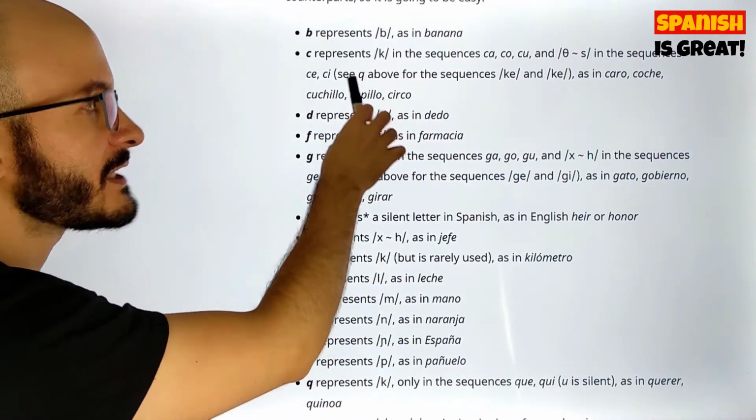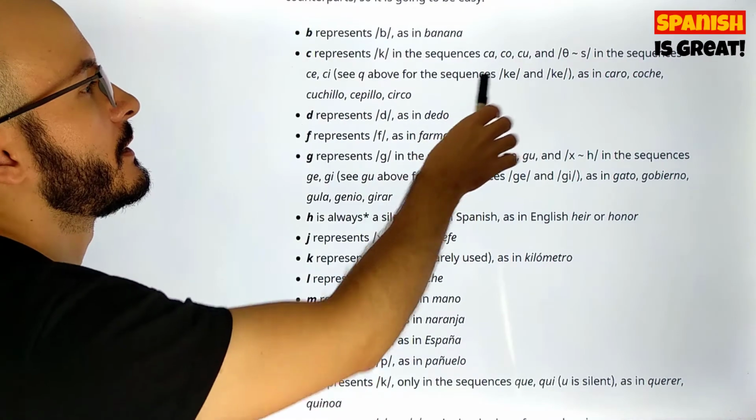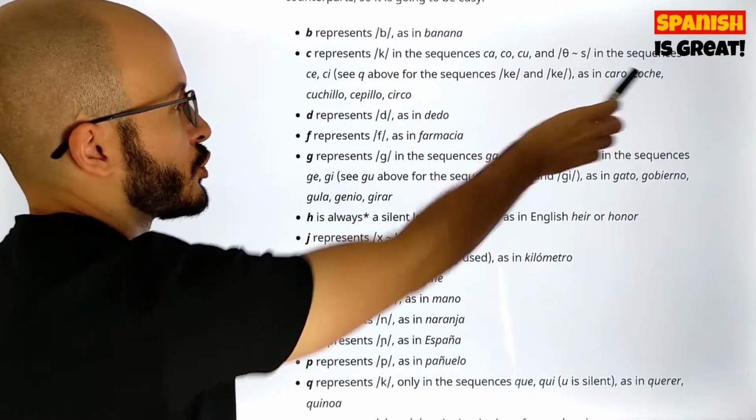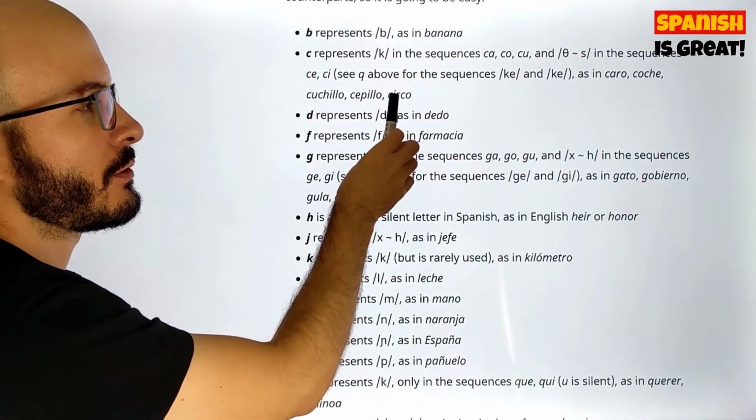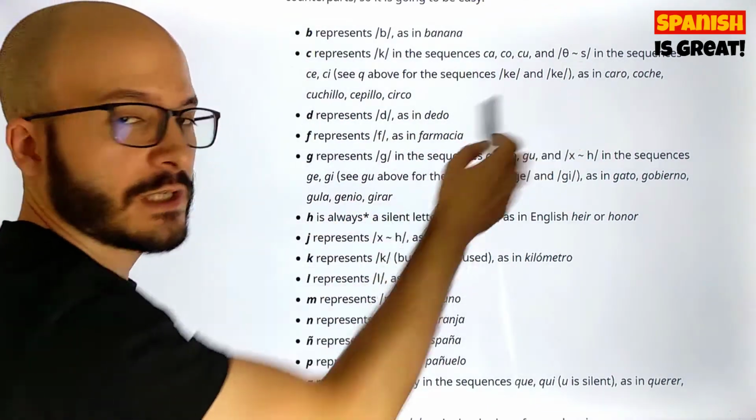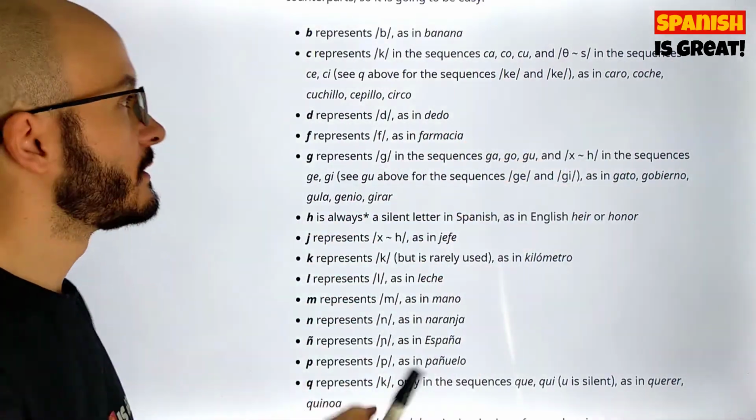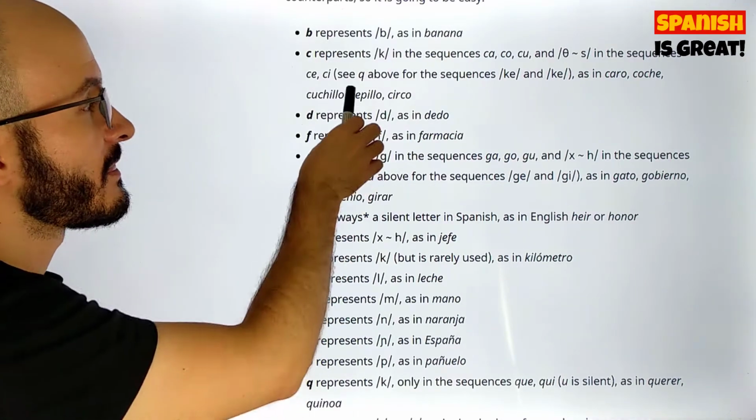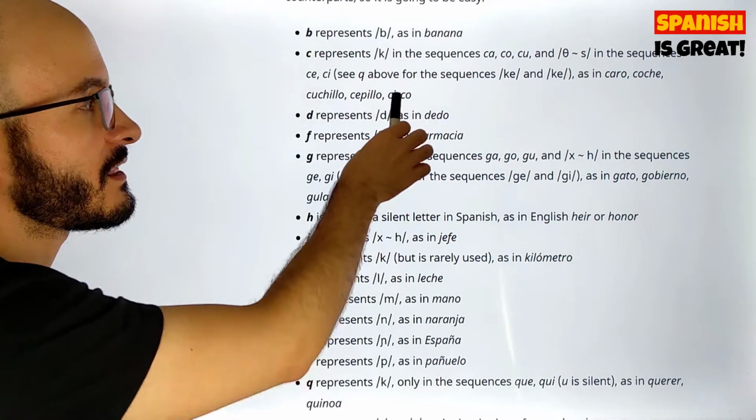Then we'll see this other letter, okay, but not yet. As in caro, coche, cuchillo, cepillo, circo. Caro, expensive. Coche, car. Cuchillo, knife. Cepillo, brush. Circo, circus.